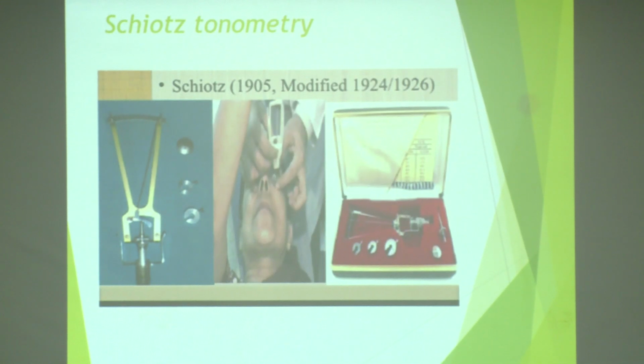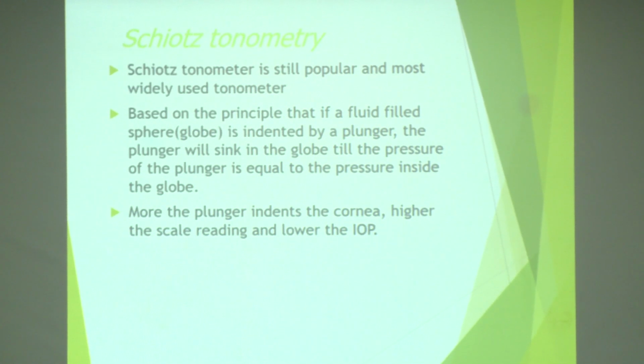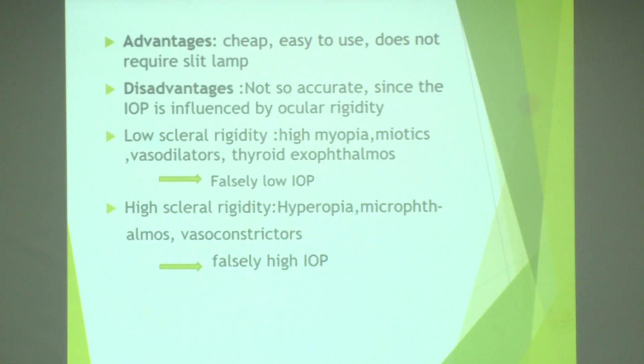This is Schiotz tonometry. We all know that it is based on the principle that if a fluid-filled sphere is indented by a plunger, the plunger will sink in the globe till the pressure of the plunger is equal to the pressure inside the globe. This is all about the principle. The advantages of this are that it is cheap, easy to use, and does not require a slit lamp.